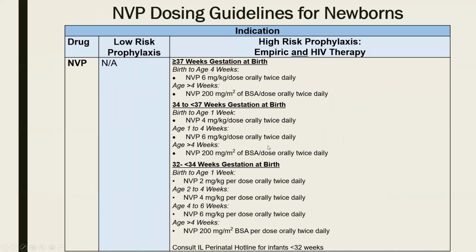Here's the nevirapine dosing guidelines. Again, nevirapine would not be needed in the immediate postnatal period for low-risk prophylaxis, but in high-risk prophylaxis situations, we do have nevirapine dosing down to 32 weeks. If the infant is less than 32 weeks gestational age, we'd advise you to consult the Illinois Perinatal hotline.